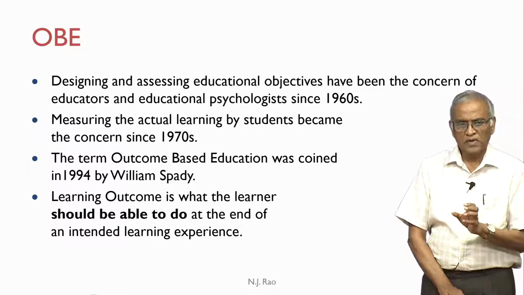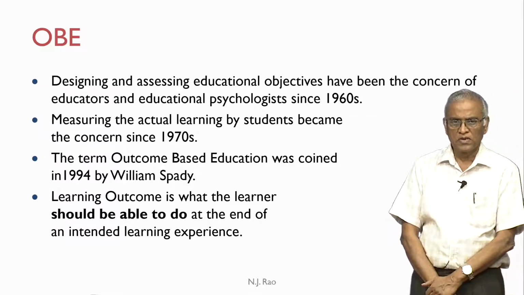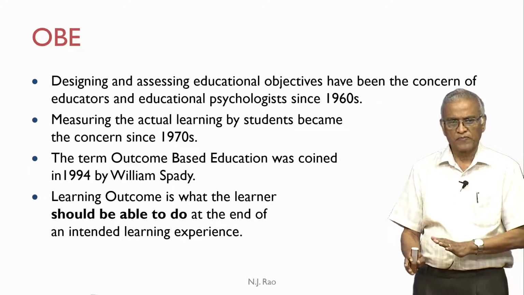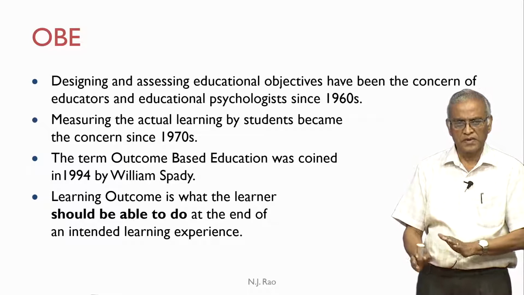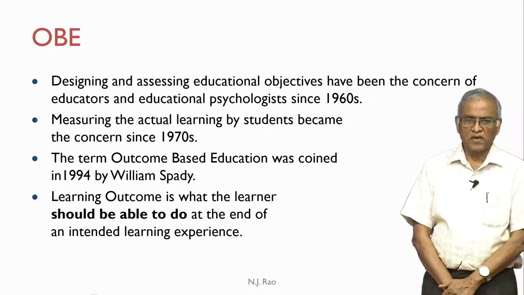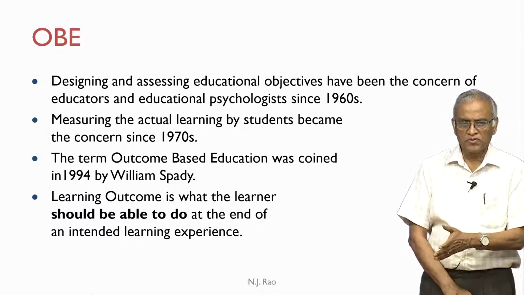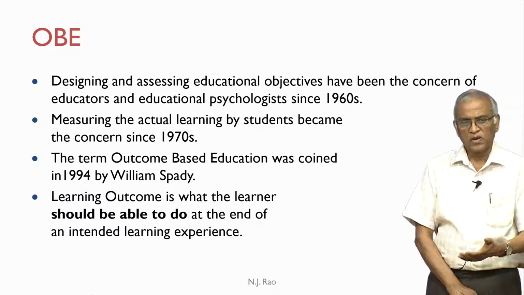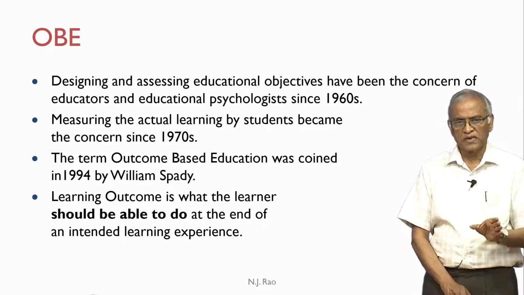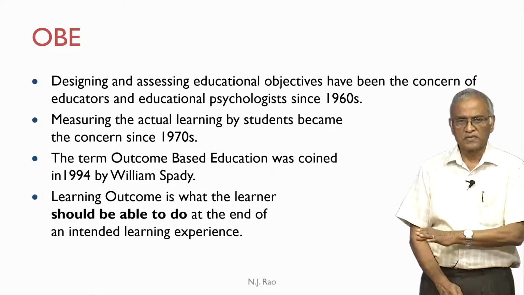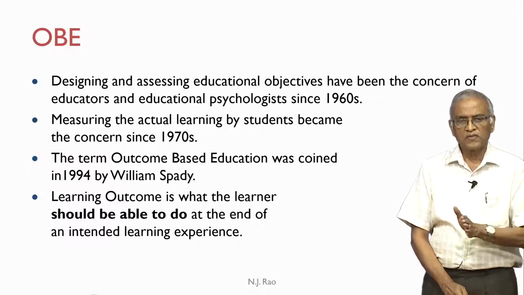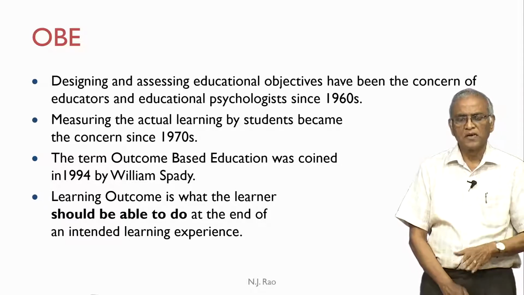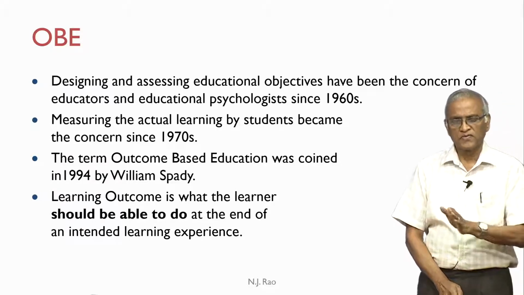Learning outcome is what the learner should be able to do at the end of an intended, planned learning experience. It could be a topic about which you are learning, or it could be a semester course, or it could be a program. So, the learning outcome, that word is more generic and it applies at all levels, but at different levels we further qualify the learning outcome as program outcome, program specific outcome and so on.